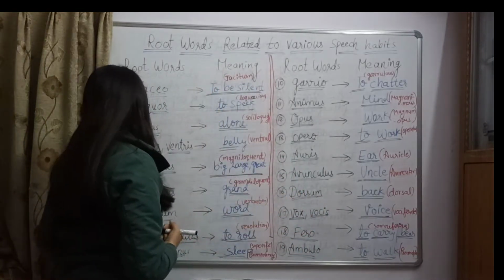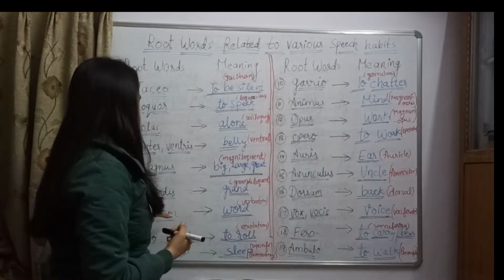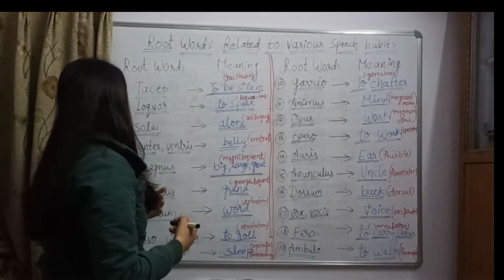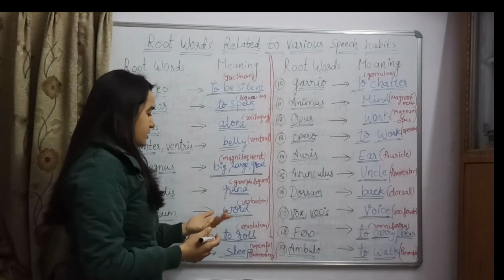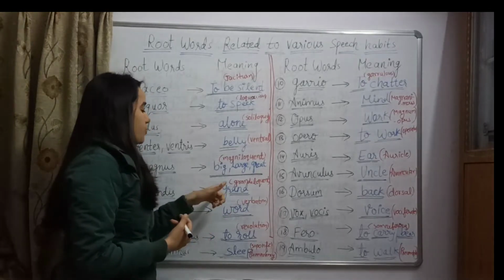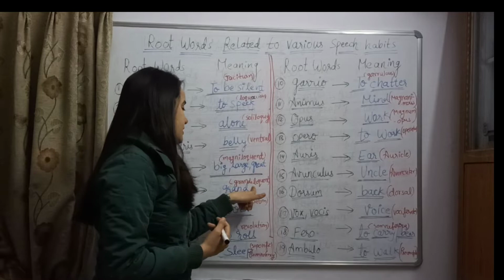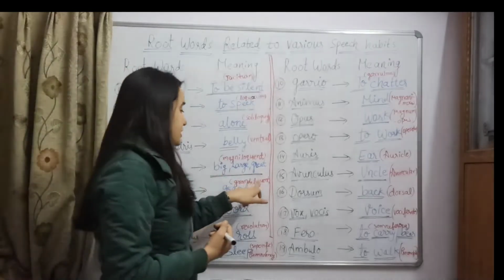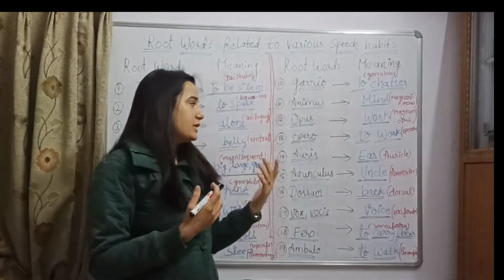Now, sixth one is grandis, and grandis stands for grand, the thing which is grand, which is big. So grandis means big, grand, large, and the vocab over here is grandiloquent. Its root word is grandis, and grandiloquent meaning is pretty much same as magniloquent.